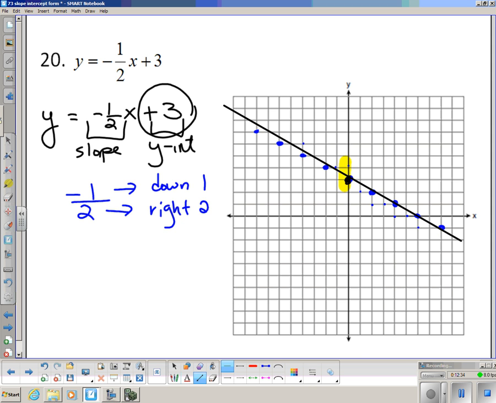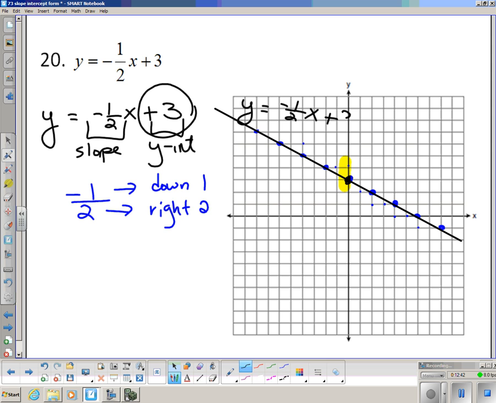And that line would be y equals negative 1/2 x plus 3. And that's it for this video.